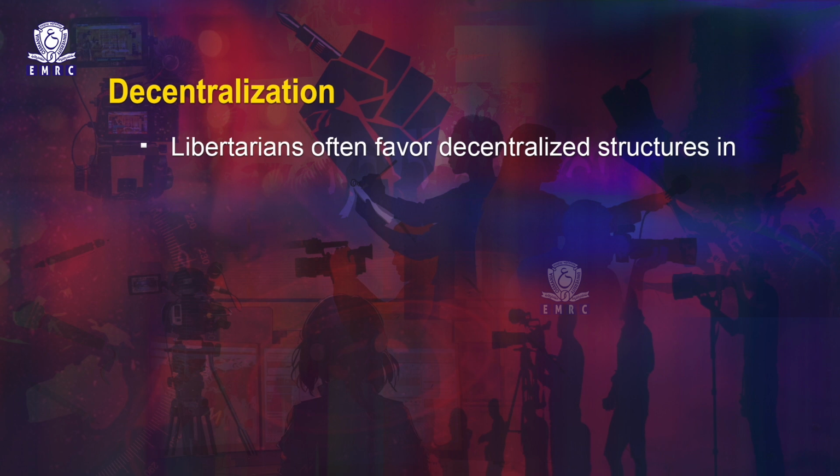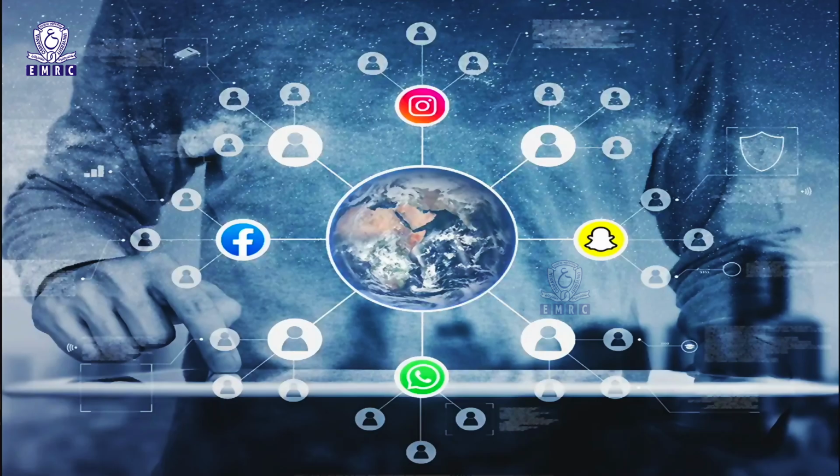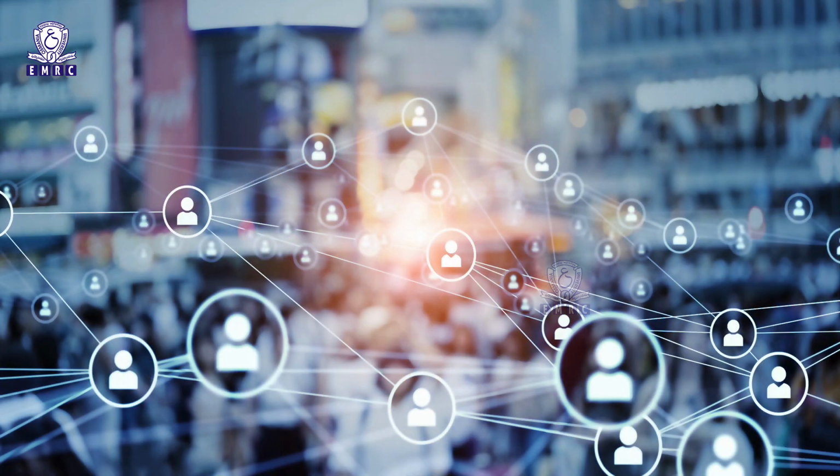Decentralization. Libertarians often favor decentralized structures in various aspects of society, and this extends to media as well. They argue that a decentralized media landscape with a multitude of independent sources is more likely to reflect diverse perspectives and avoid concentration of power. Decentralization is seen as a safeguard against the potential for a single power entity, such as a government, to control and manipulate information.